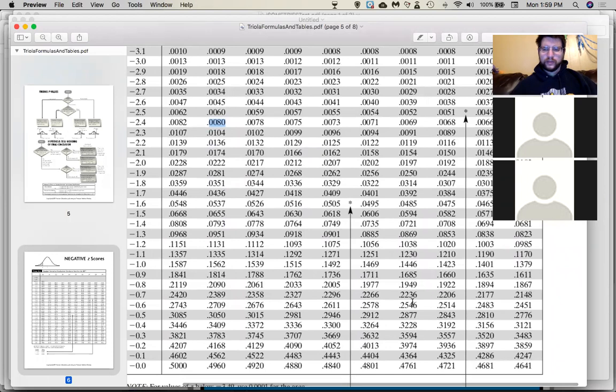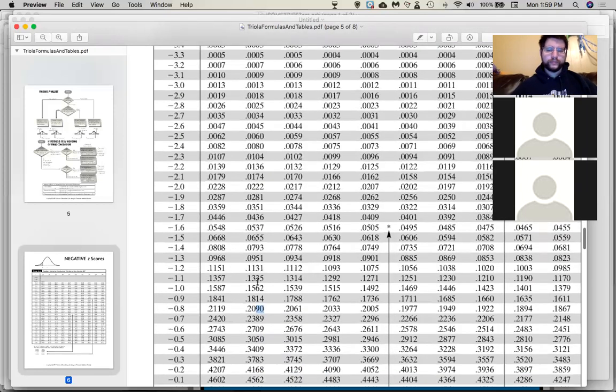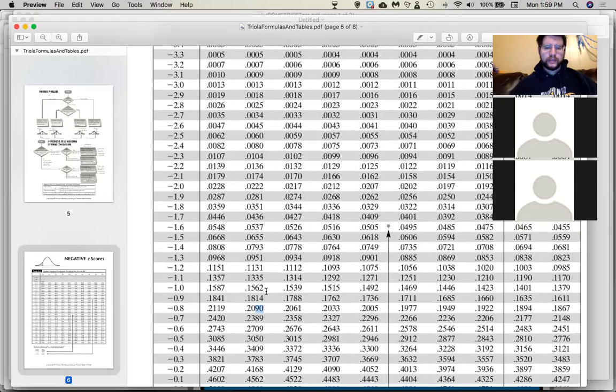Let's see, 2148, 2119, or 2090. Which one of these is closer? This is 19 units away. This is 10 units away. That's closer. So negative 0.81. Z is negative 0.81. Just find whatever value in the area is closest to your area in the chart. So this is 19 units away, this is 10 units away. That makes this one closer. So we're going to use the negative 0.81.